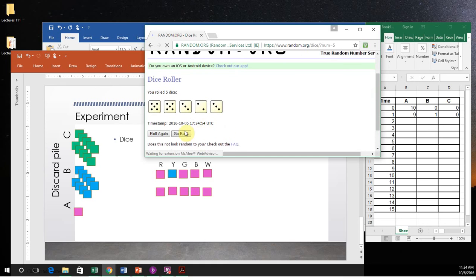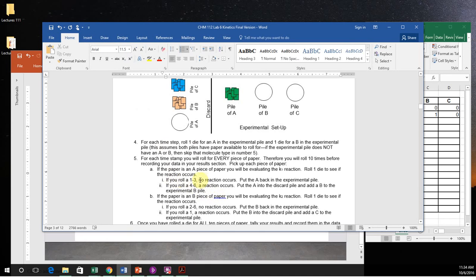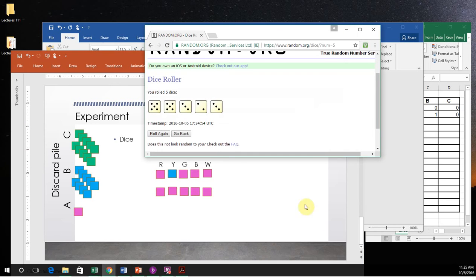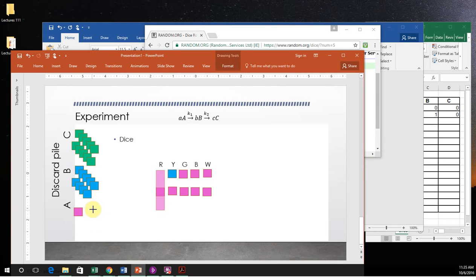Now, we know for the A's, and I usually do it step by step, everywhere I have an A, 1 through 3 does not happen. Only a 4 through a 6 causes that. So again, pulling up our dice, this works. That's the only A that reacted here, okay? So this one gets taken to the discard pile. This one comes over here.